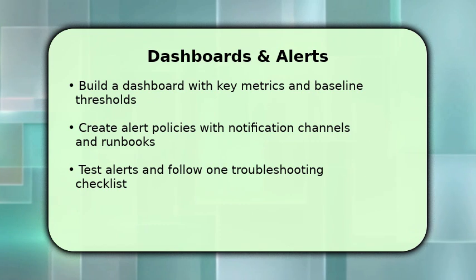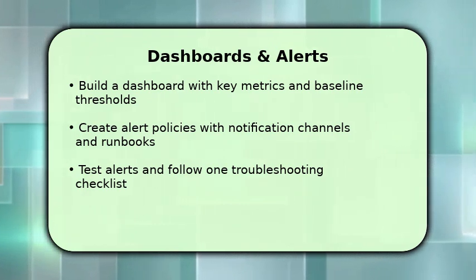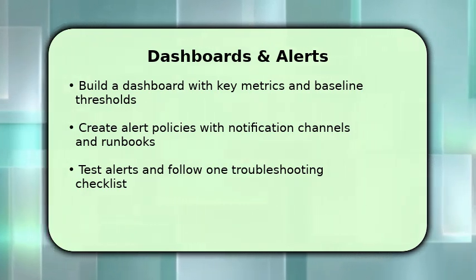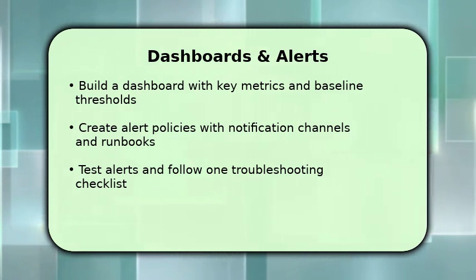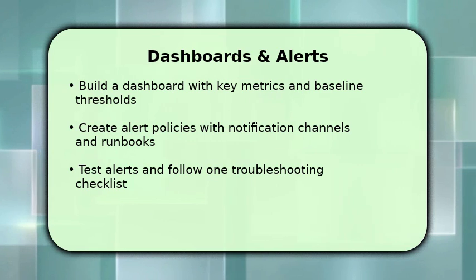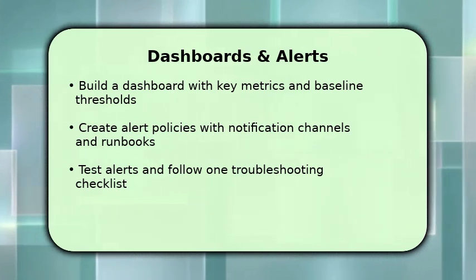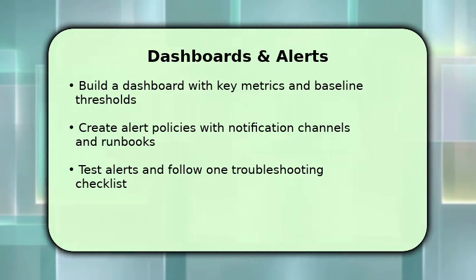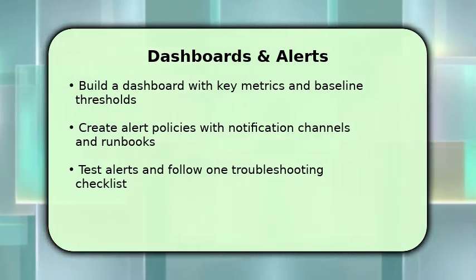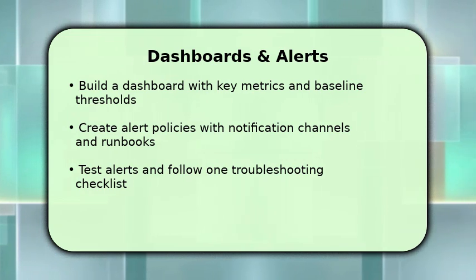Create alert policies with well-chosen thresholds and attach channels like email, Slack, or PagerDuty. Include a short runbook in the notification to speed response. Test alerts by triggering safe conditions, and if data is missing, confirm agent connectivity, time sync, and key configuration. That one troubleshooting check often resolves most issues quickly.